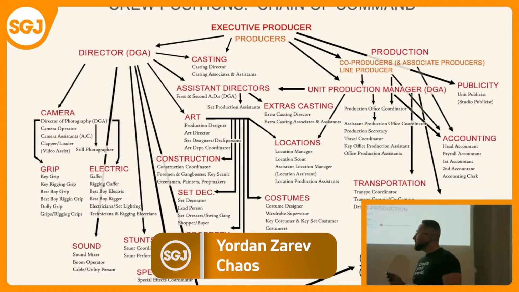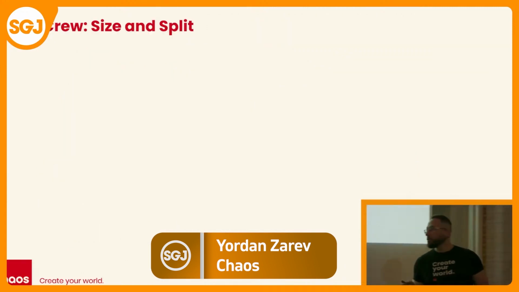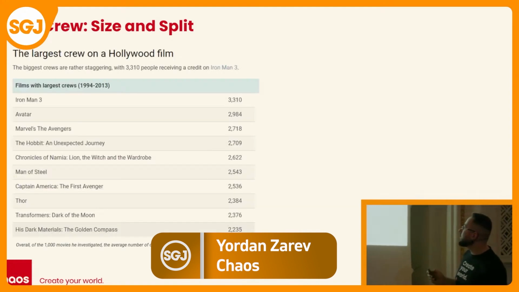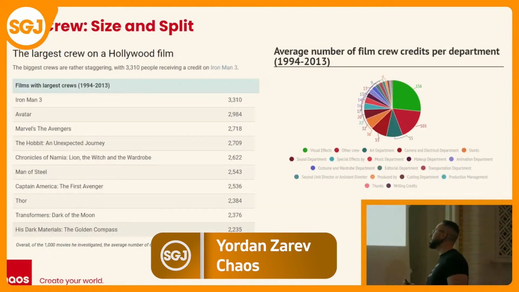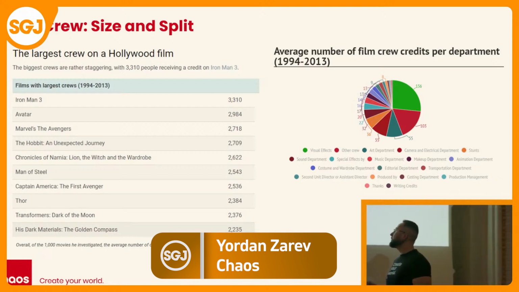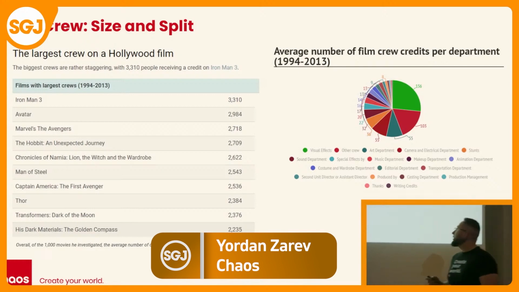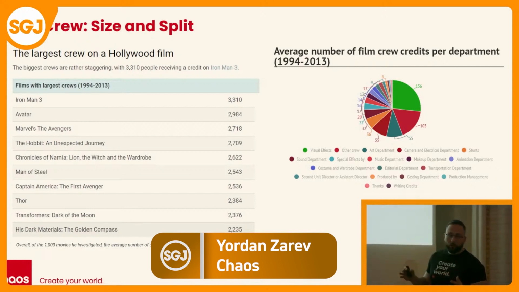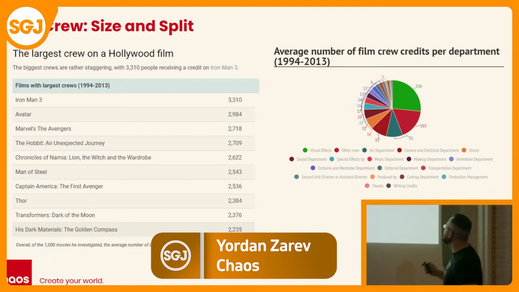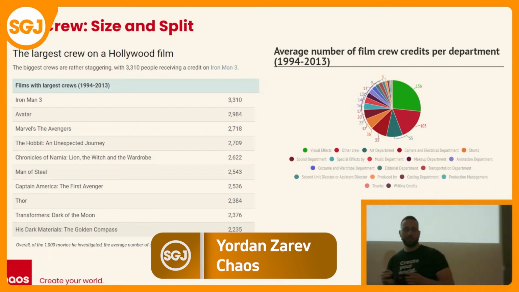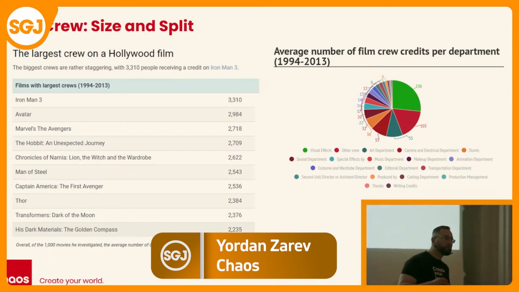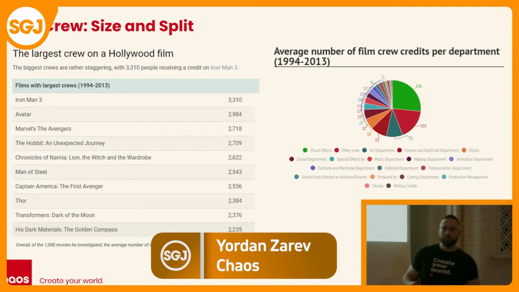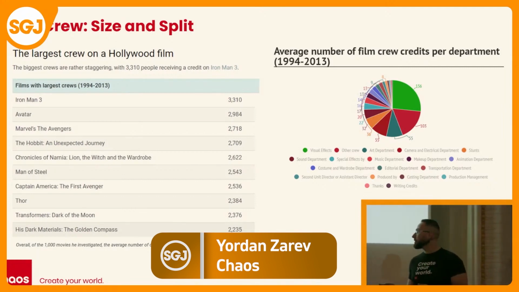Now, this diagram is a bit misleading, because if we take a deeper look, we can actually see the split of how many people work on each one of these roles. Let's take an example with Iron Man 3, which had about 3,000 people working on the whole movie in general. And as you can see, about 1/4 was in visual effects. So even though it is a very small role in the diagram, it actually involves a lot of work and a lot of manpower when creating a movie.